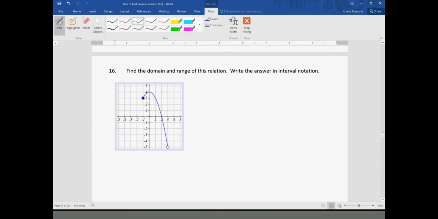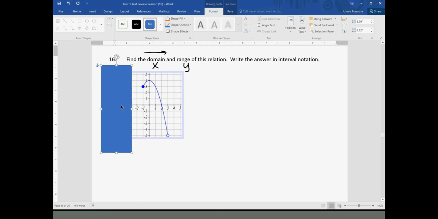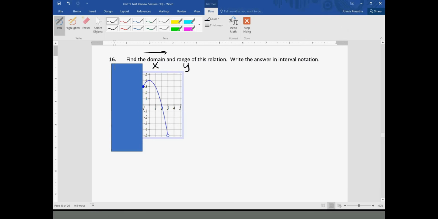So 16, find the domain and range of this relation. Write the answer in interval notation. Okay, so like I said before, the domain is your possible x values, and then your range is your possible y values. So for domain, let's look from left to right. If we go left to right, this graph starts at 1, right? And then it has a dot over 1, so we're going to use a bracket.